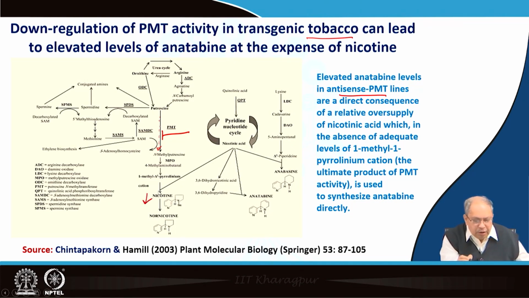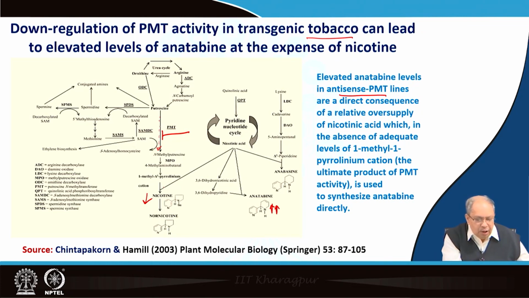Remember, tobacco is producing the nicotine alkaloids, but what they found to their surprise is that, of course, the nicotine production is getting down regulated, but that in turn uplifted the formation of anatamine. So, anatamine is another tobacco group of alkaloids.